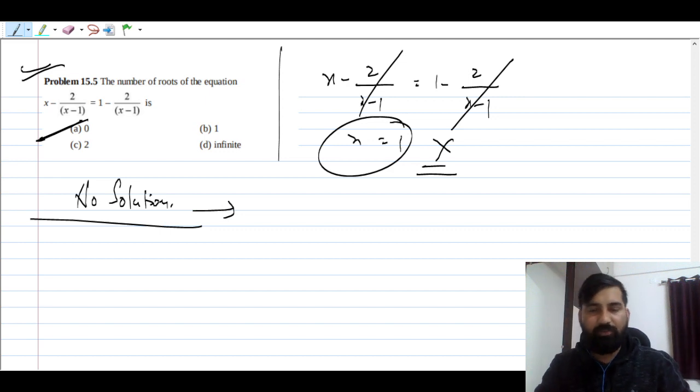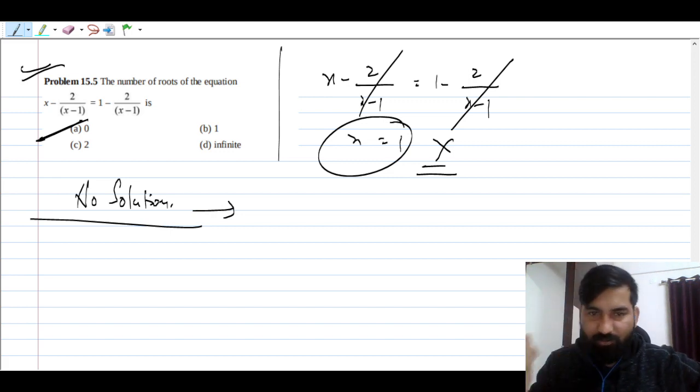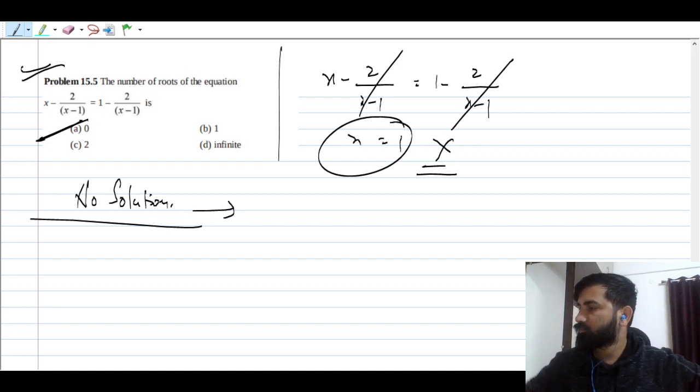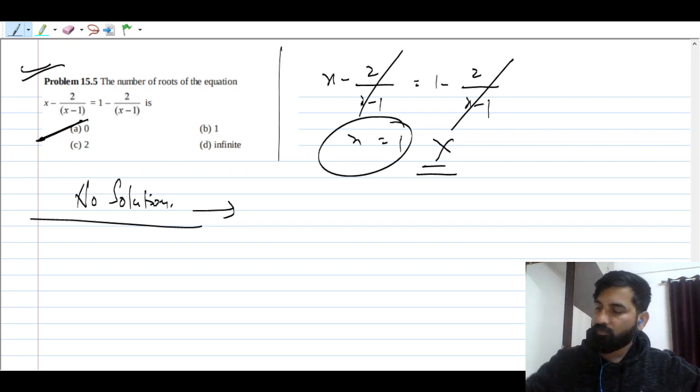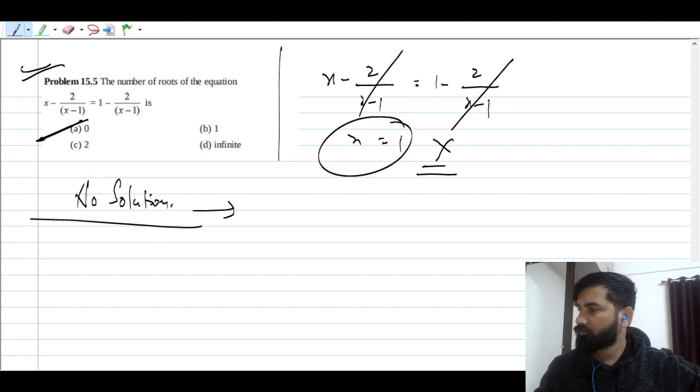So which option? Option B according to you, but what I'm thinking is, if you are taking x equal to 1, what is the root you are getting? X equal to 1 you are getting or what? It is a very smart question. Okay, fine.